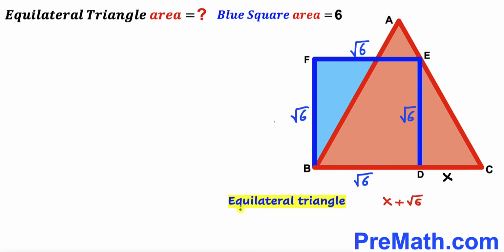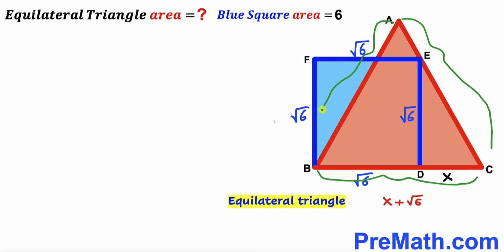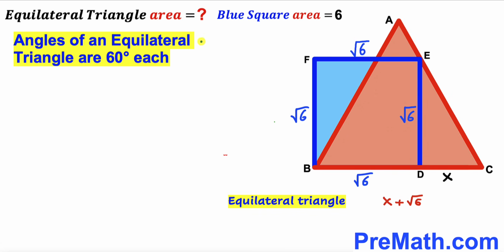And since we are dealing with this equilateral triangle ABC, that means this side BC length is going to be the same as this side AC and this side AB as well. Now let's recall this crucial fact. The angles of an equilateral triangle are 60 degrees each. So this angle has got to be 60 degrees. This angle is going to be 60 degrees. And likewise, this is going to be 60 degrees across the board.